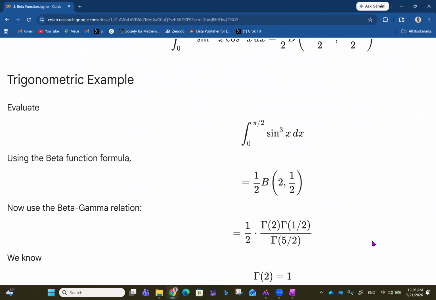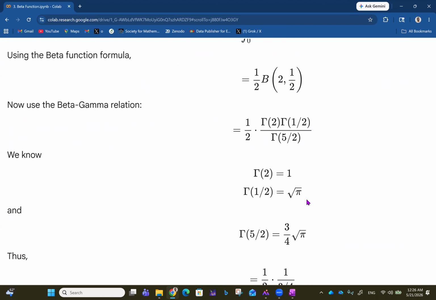So let's look at some trigonometric example. Here you have the integral from 0 to pi over 2 of sine cube x dx. So here, the m is 3 and n is 0 because cos does not exist. So in that case you just have half beta of m, that is 3 plus 1 all over 2, that's 4 over 2, which is 2. Then for cos, which does not exist, n is 0, so 0 plus 1 over 2, that's half. That's why we have half beta of 2 comma half.